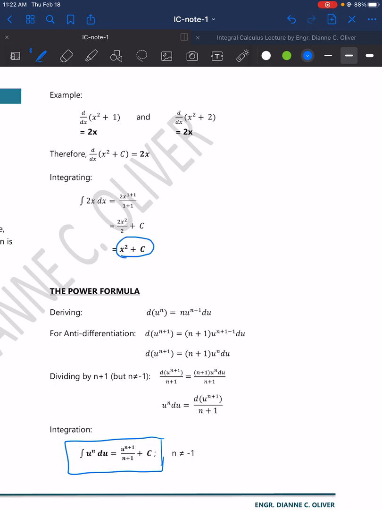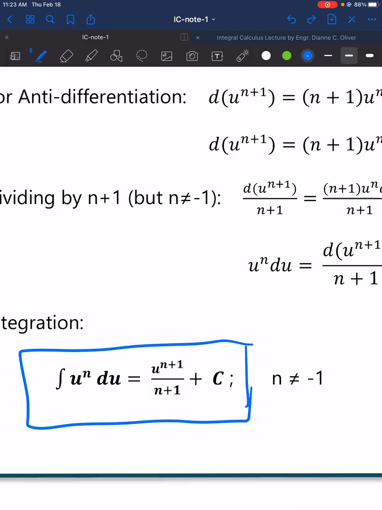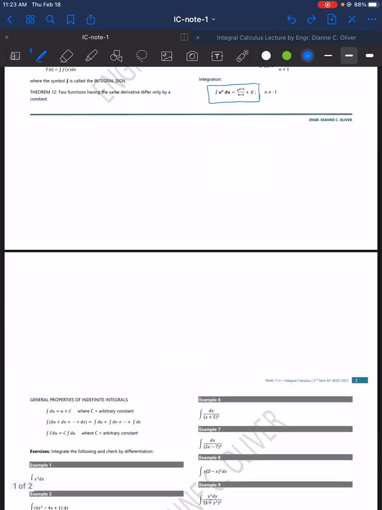So if you look at it closely, it goes back to this function, x squared plus c, wherein c is an arbitrary constant that could possibly be 1 or 2 or 3 or 4 or whatever constant. So that is why it is an arbitrary constant. So that's how we come up with this formula, which we will be using later on.